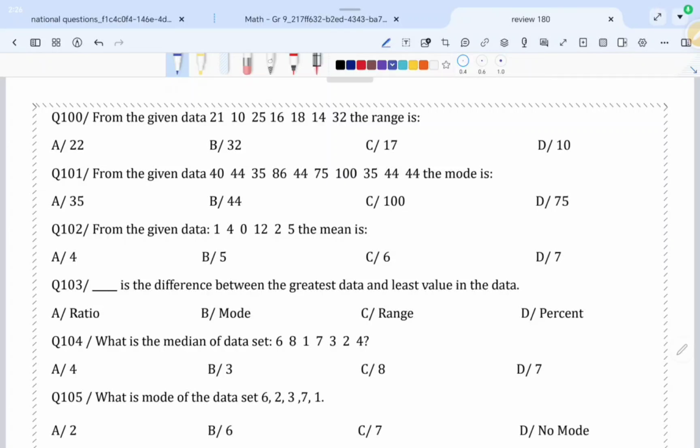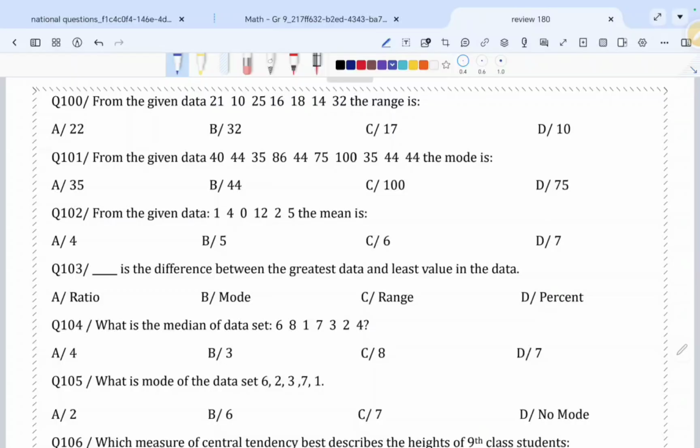Now we have some examples in national exam about chapter 4. Let's solve it. From the given data 21, 10, 25, 16, 18, 14 and 32, the range is what? What's the rule of range? Range is the greatest number minus the smallest one. 32 is the greatest one in the set. 10 is the smallest one. 32 minus 10 is equal to 22.